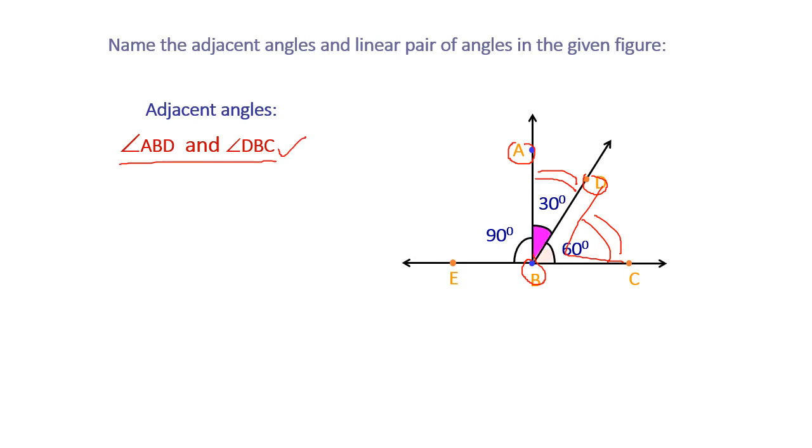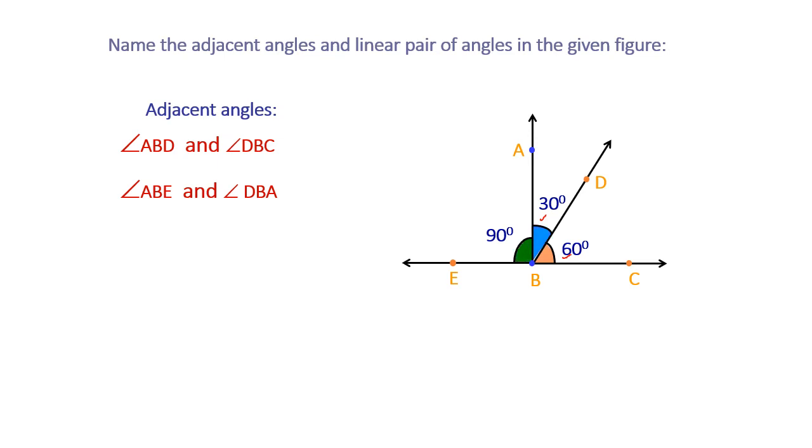There are more adjacent angles. See, they are trying to explain with the animation. So these two angles, this pink color and orange color, they are adjacent. Similarly, angle ABE, which is 90 degrees, the green one, is adjacent to angle DBA, which is blue color, right?